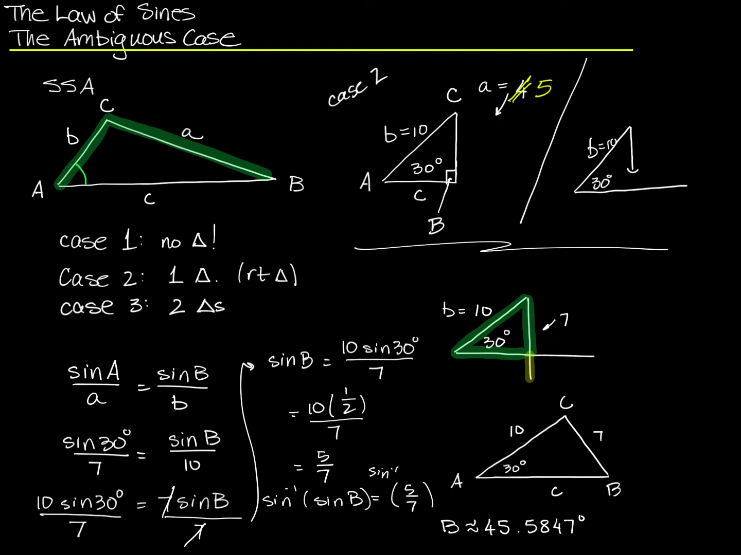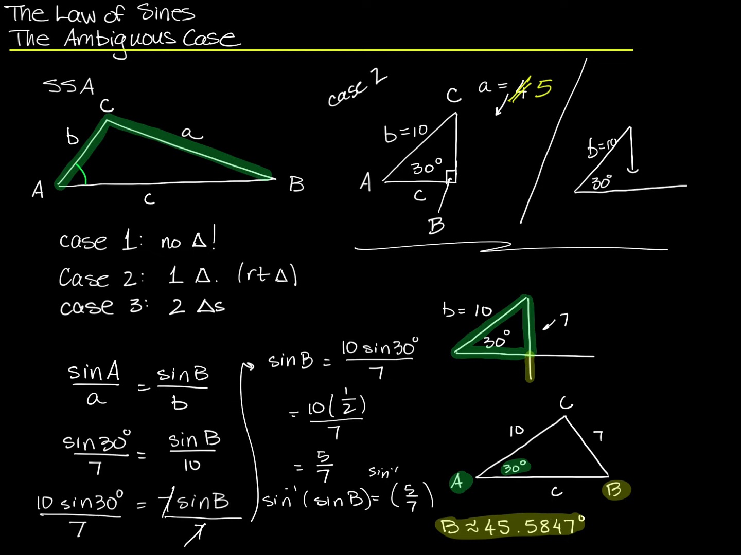All right, so I have found angle B. I have a measurement for angle B. That's this one here. I was given a measurement for angle A. It was 30 degrees. And with that, I can now find angle C. Once I have angle C, I can use the law of sines again to find side C, just like I did in the previous video.